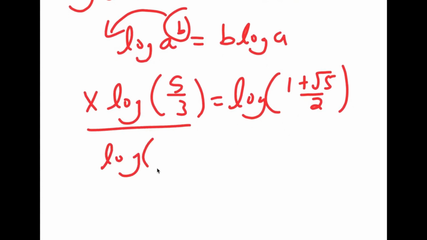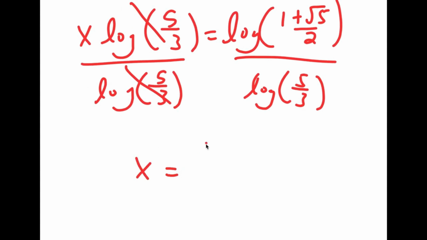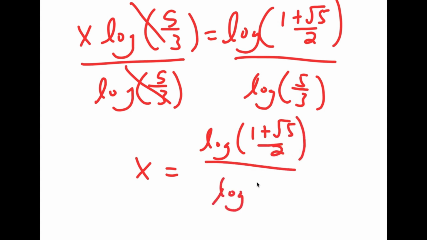Now if I divide both sides by log 5 over 3, these two cancel out, and I get x is equal to log of 1 plus the square root of 5 over 2, over log 5 over 3.